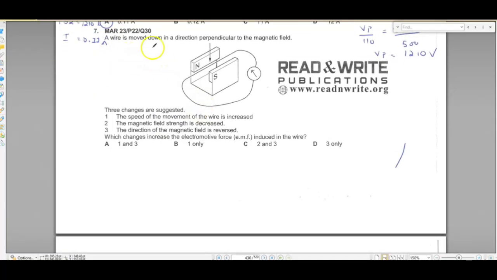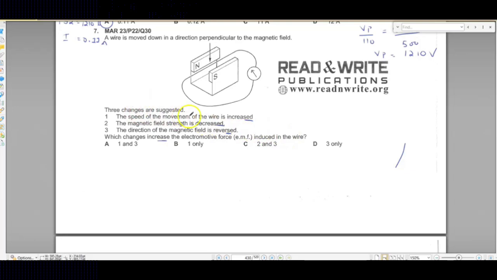Question number 7. A wire is moved down in a direction perpendicular to the magnetic field. Three changes are suggested. The speed of the movement of the wire is increased. The magnetic field strength is decreased. The direction of the magnetic field is reversed. Which changes increase the EMF induced in the wire?